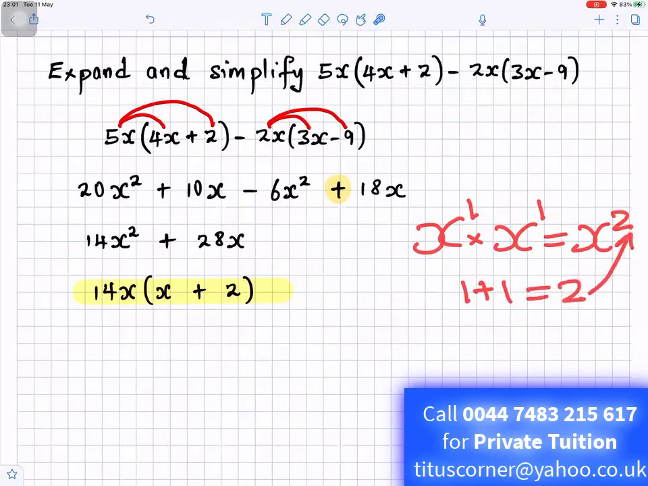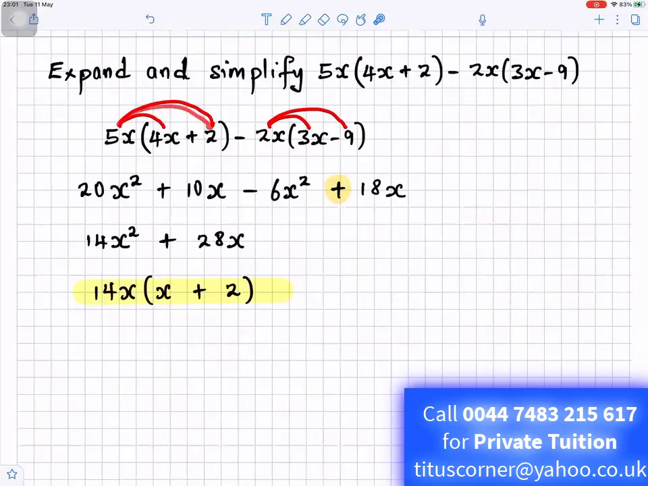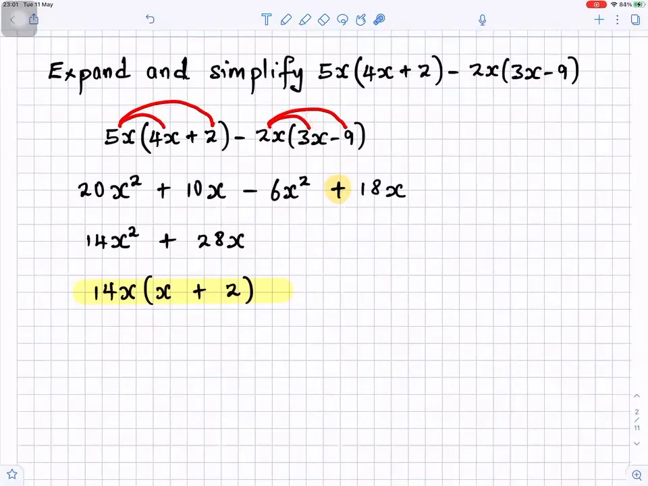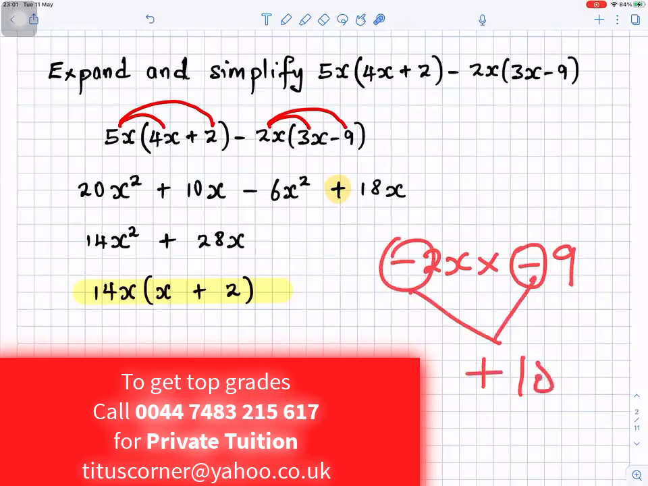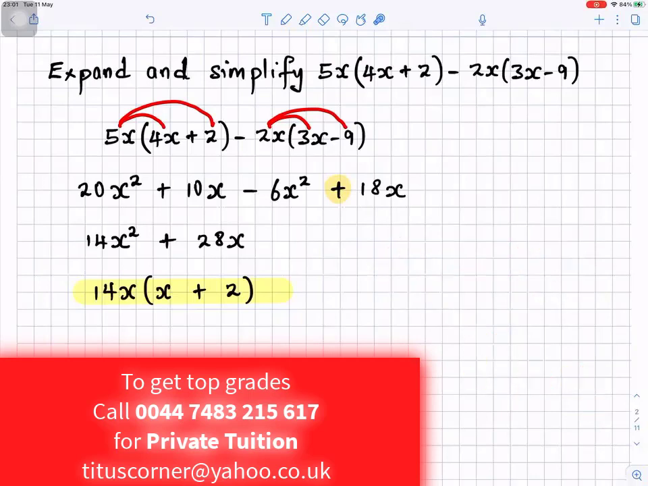So I got that. 5x times 2 is 10x. Minus 2x times 3x is minus 6x squared. Minus 2x times minus 9 is plus 18x, because minus and minus would make a plus. Collect the like terms.